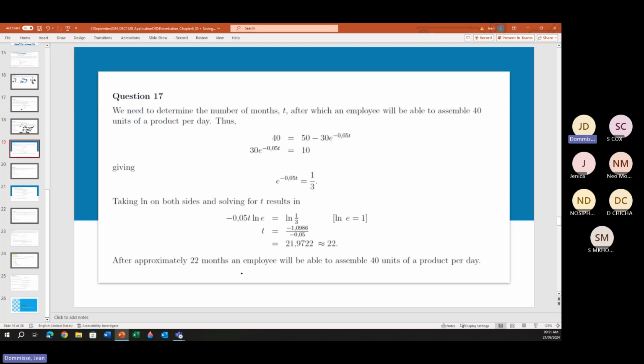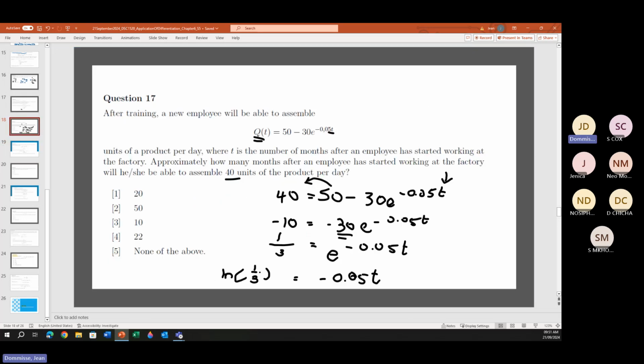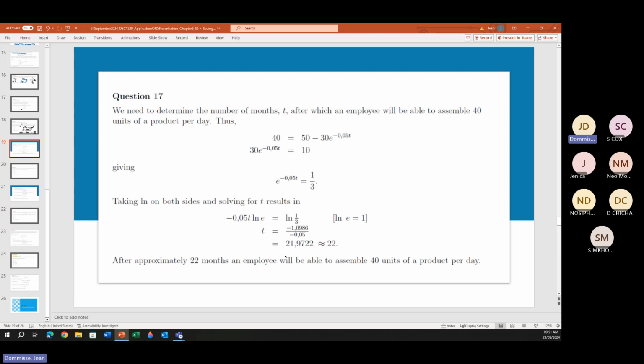So just also check here that ln of a third, and there it is, the other one. So that basically means that we sit with t is equal to ln or log a third divided by minus 0.05. Okay, so there it is, so that we basically work out.